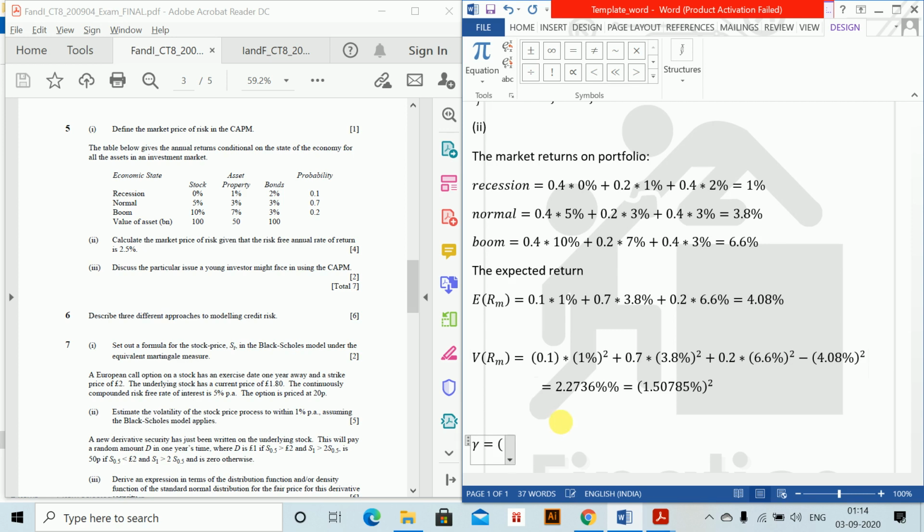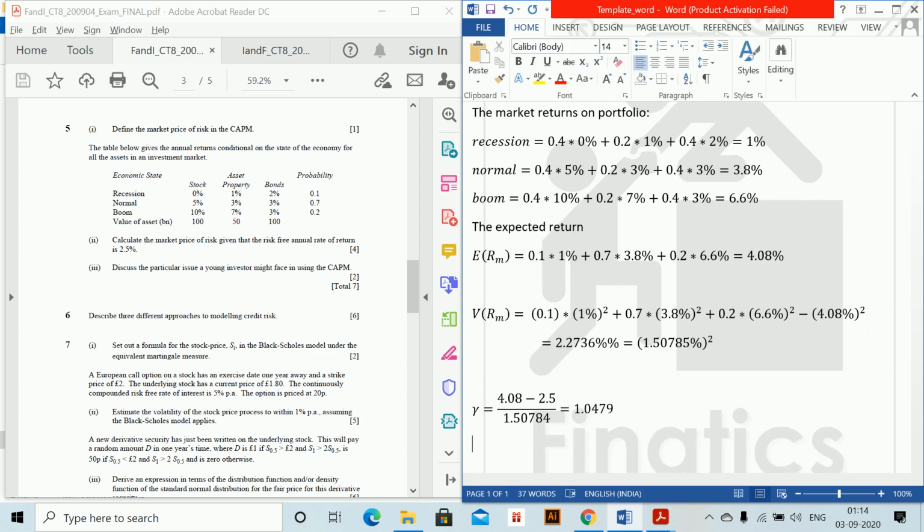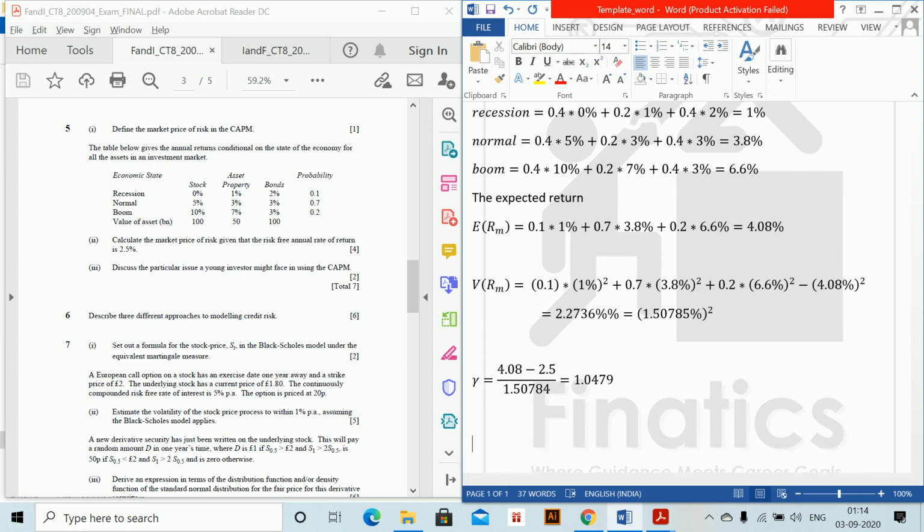Therefore the market price of risk, λ, equals (4.08 − 2.5) divided by 1.50784, which equals 1.0479. Okay, and as for discussing the particular issue that a young investor might face, a young investor should also consider human capital, which should be larger. It is a theory part.